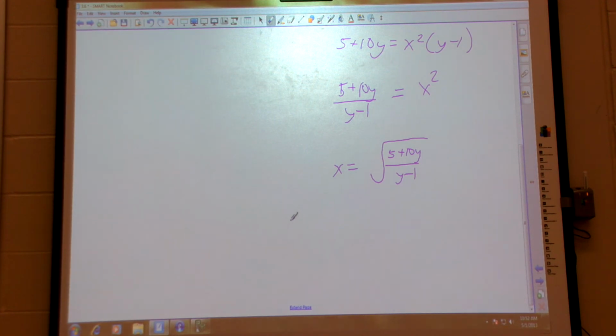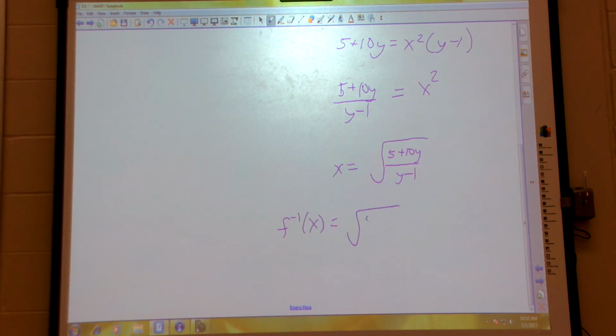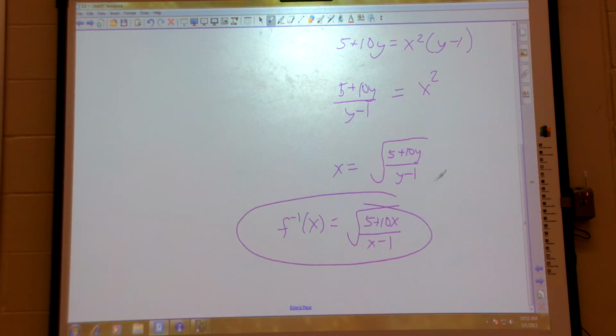So last but not least, let's interchange. F inverse is the square root of 5 plus 10x over x minus 1. Replace all your y's with x's. Voila! Are you awake today now? What do we just do there? What's the difference between that and just the inverse? The x is in the bottom. That's the difference.